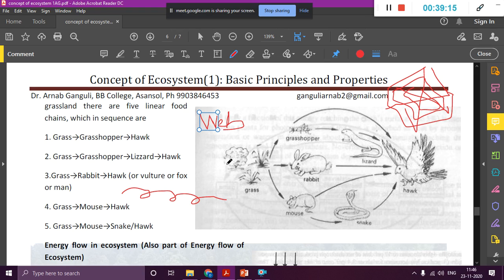So grass is eaten by grasshopper, eaten by lizard, eaten by hawk. Again, grass eaten by rabbit is eaten by hawk. Then grass eaten by mice, eaten directly by hawk, or mice eaten by snake is eaten by hawk. So such an interrelationship is a food web.